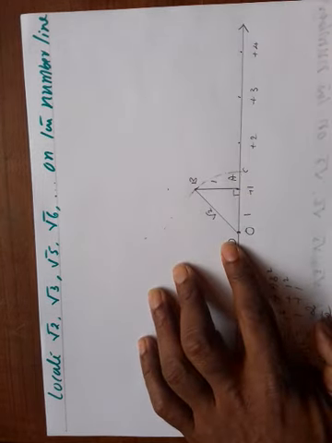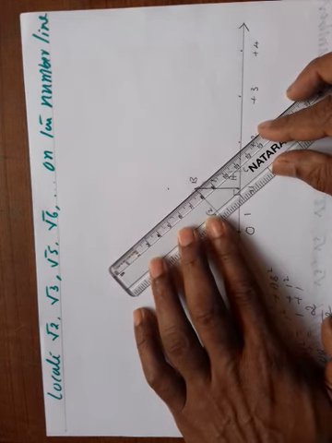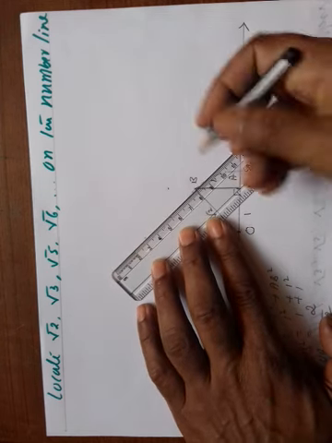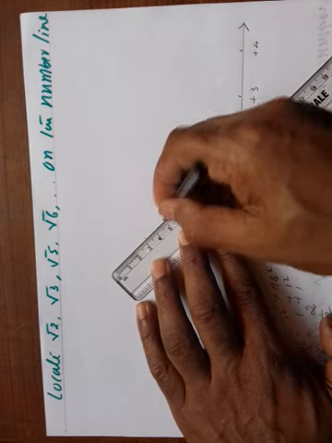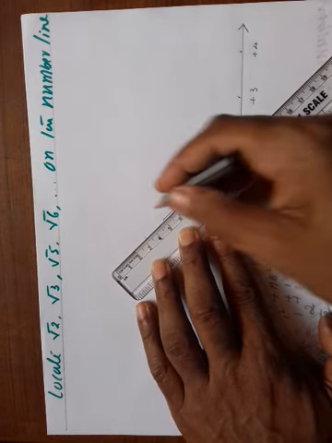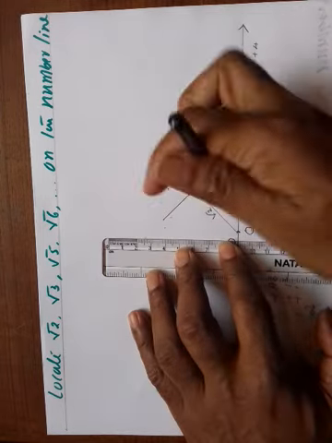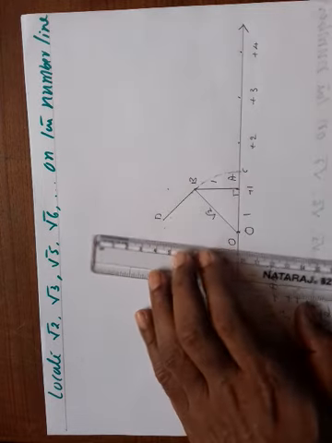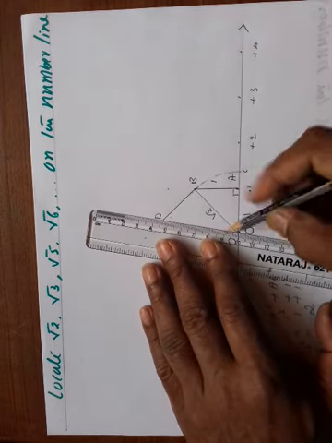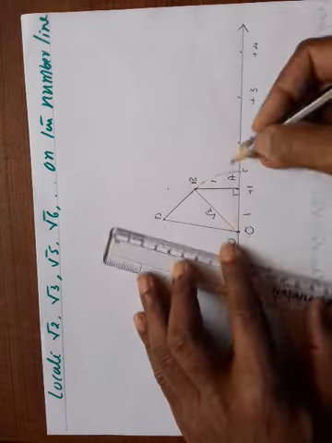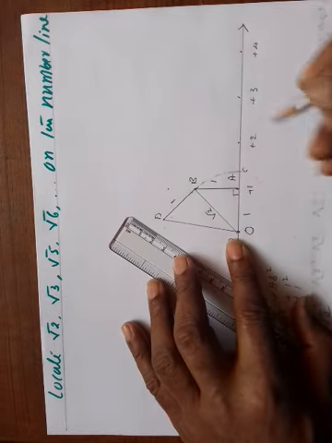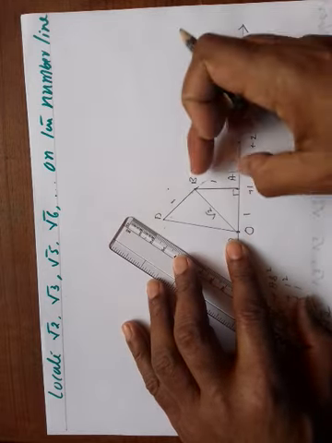And once again, the length should be 1 unit only. I have chosen 3 centimeters. Is it not? So, 1, 2, 3. See, I have taken this point as reference. So this is C. This one is D. You join OD. See, OB is root 2 and BD is 1 unit. OA is 1 unit, AB is 1 unit, BD is also 1 unit.